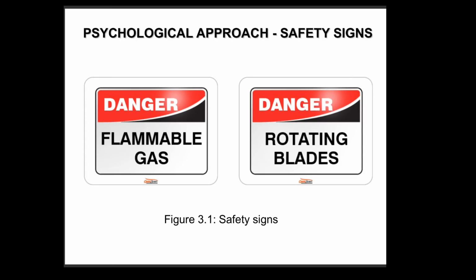Psychological approach: safety signs. These are the two signs which you can see. Danger, flammable gas. You can use this where a flammable gas is in the plant. Danger, rotating blades, where different rotating blades are there in the factory, in the company. So at the workplace, we can use this sign, danger, rotating blades. These are the safety signs.